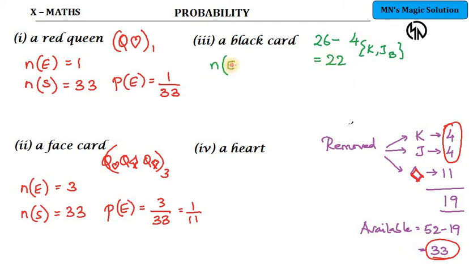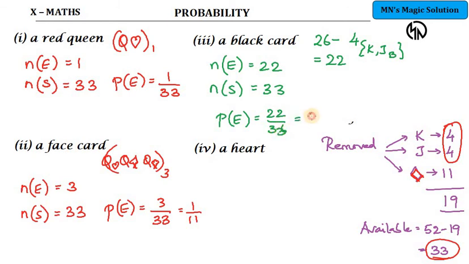So the number of favorable outcomes is equal to 22 for getting a black card and the sample space is 33. Therefore the probability of the event happening is equal to 22 out of 33, which is equal to 2 by 3.